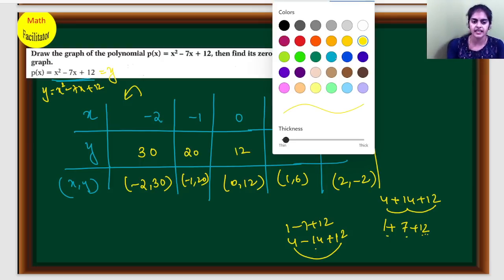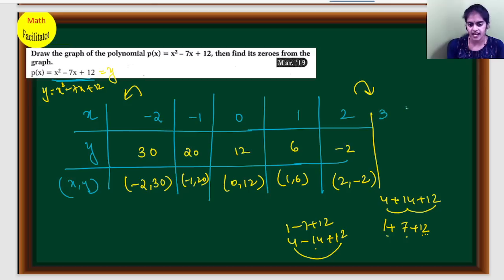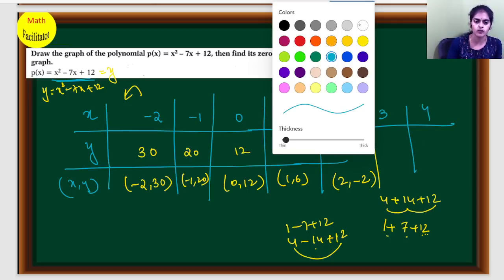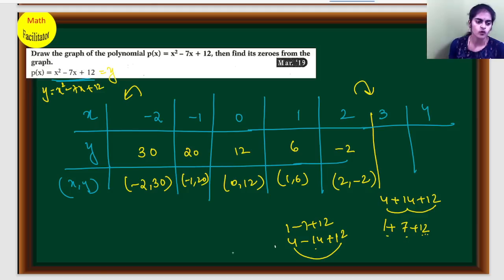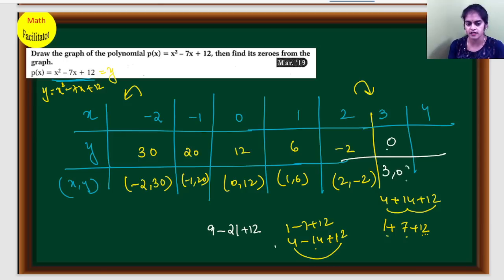Now I'm going to take x equal to 3 and 4 also. Let me check. Okay, so if I'm taking x equals to 3, what happens? So 3 square is 9 minus 7 3s is 21 plus 12. Okay, so how much is this? 9 plus 12 is 21. So 21 minus 21, you are getting 0 here. So now this is sufficient. So 3 comma 0 is the point. If you want, you can take one extra point also.